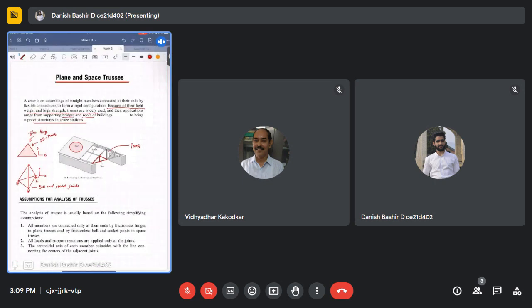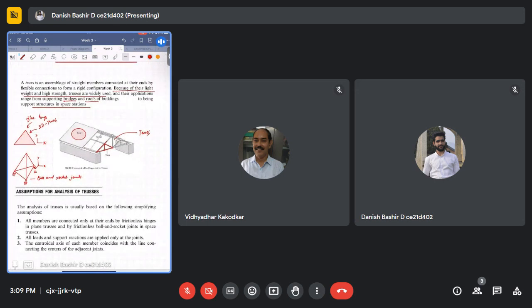Then the second assumption, which is one of the main assumptions that makes these truss structures unique, is that all loads and support reactions are applied at joints only. So at the joints of these members, for example this roof truss, the load will be applied only at the joint, not at any member location. For example, a P load will be applied at joints only. There is a very big reason behind this. I will tell you that.